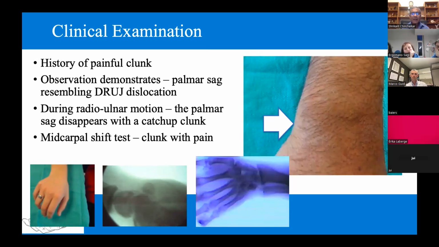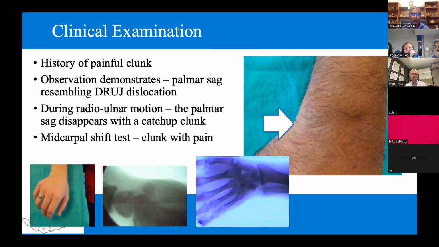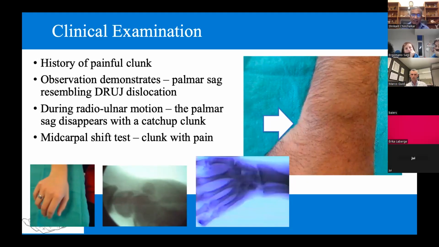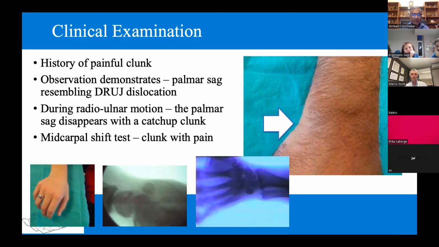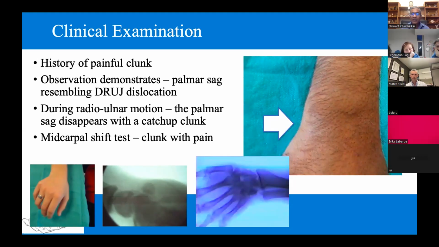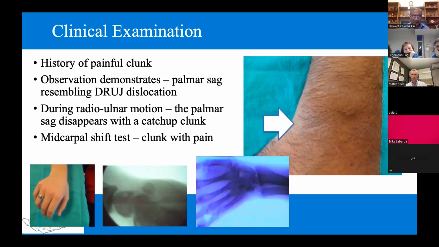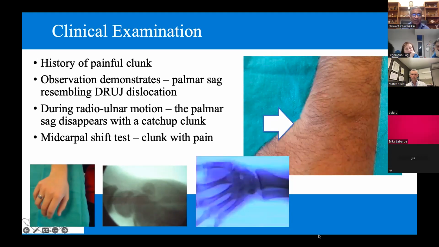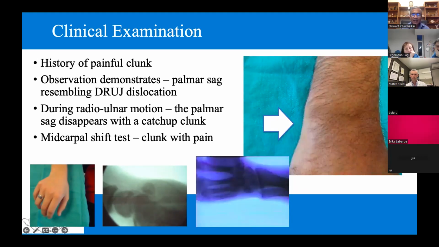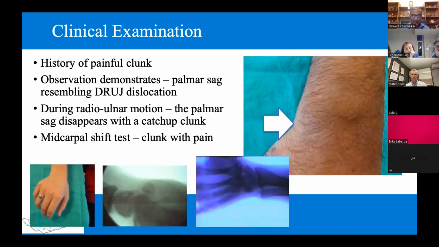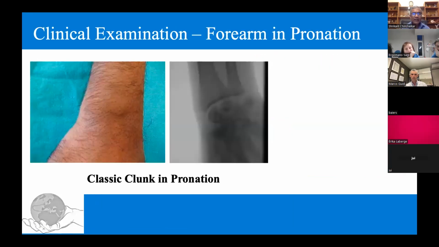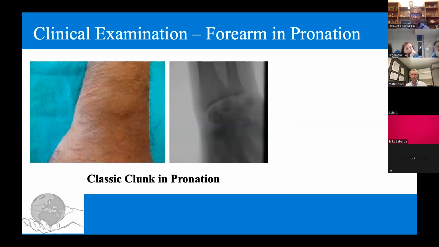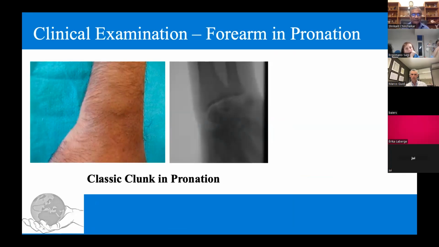So the individual in the right-hand video shows that the catch-up clunk occurs. But very interestingly, the catch-up clunk is quite prominent, especially when the forearm is in a pronated position. The video that you see here is a midcarpal instability, a capitolunate instability pattern. So on clinical examination, when the forearm is in a pronated position and the person performs radioulnar motion, the clunk occurs.